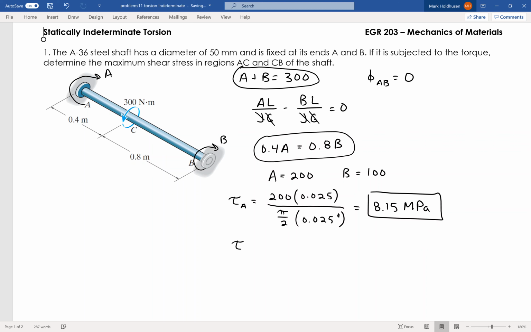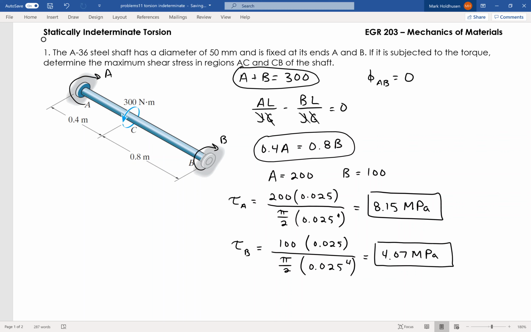Do the same thing for B, which again is going to be TC over J, where T is 100. C and J are going to be the exact same as they were before because it's still a 25 millimeter radius for the shaft. The maximum shear stress will occur on the outer edge, so C is going to be 0.025, and again that's going to be 4.07. So we did this with axial loading, but same idea.